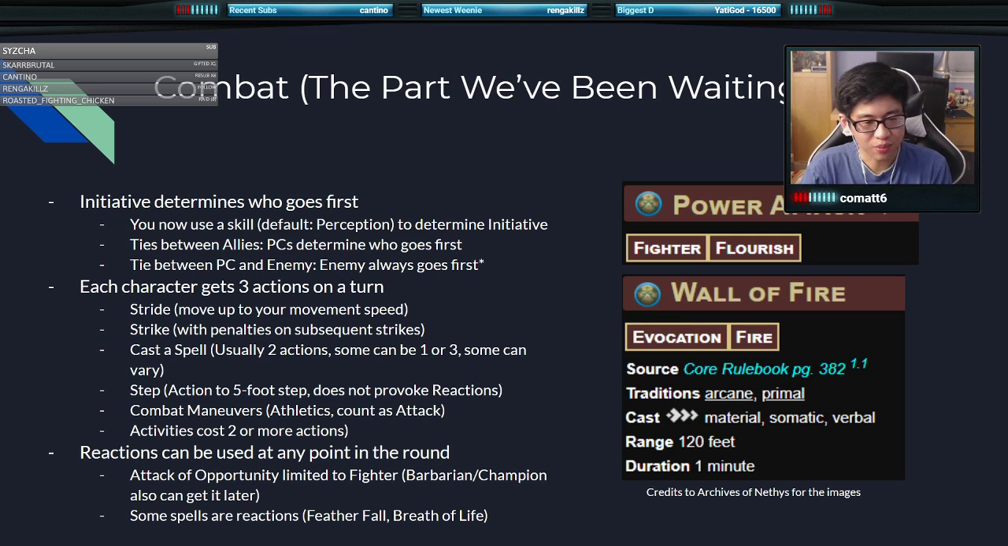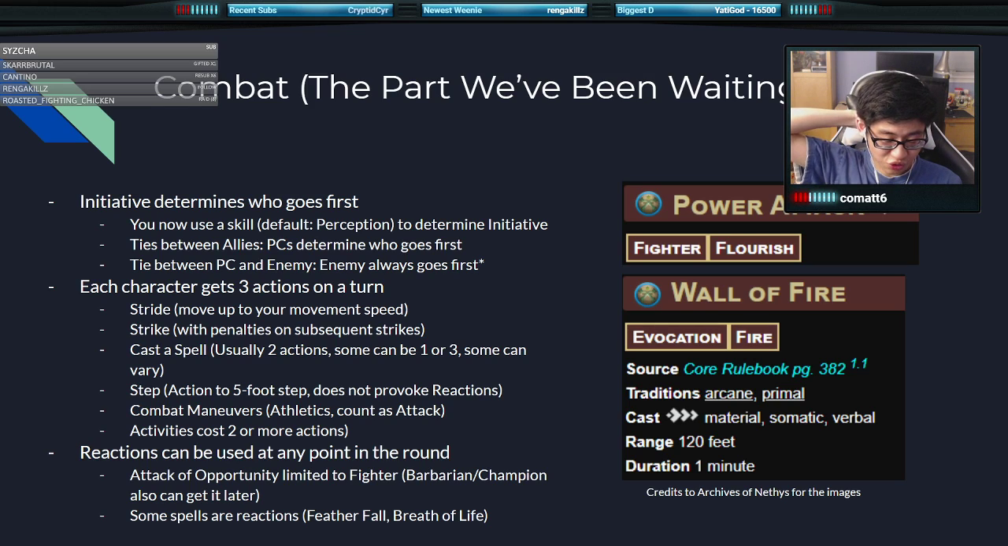Reactions can be used at any point in the round. The most common reaction is shield block. You can use your shield to absorb some of the damage that you would normally take. Attack of opportunity, an ability given to all classes, all characters in Pathfinder 1, is now limited to just the fighter. If you take the fighter dedication feat, you can get attack of opportunity as soon as 4th level. Barbarians and champions can also take it naturally at 6th.